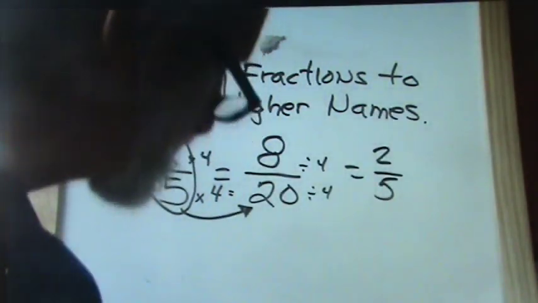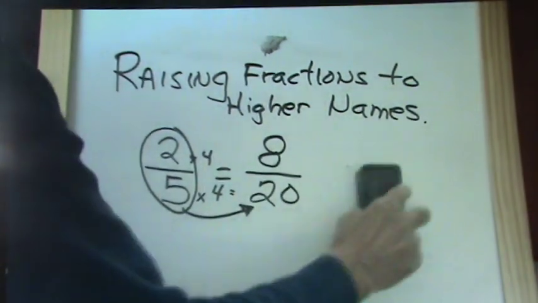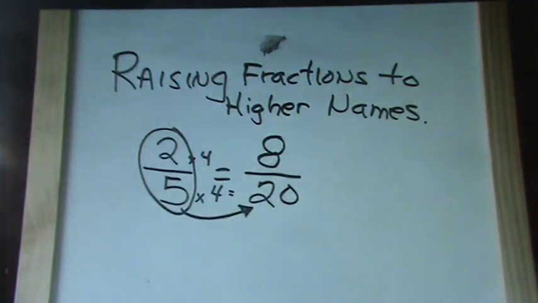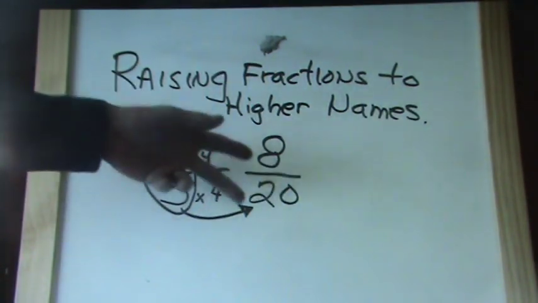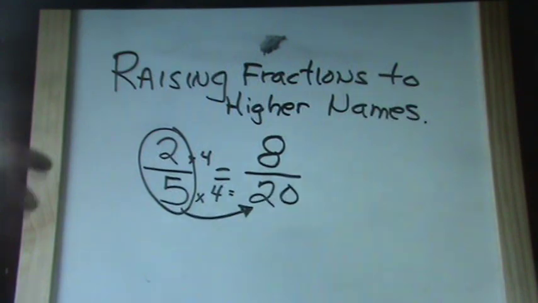The skill that we're interested in right now is taking a fraction that's in its lowest name and putting it in a higher name. Because in working in addition and subtraction and working with multiplication and division of fractions, this is an important skill. So let's take a look at a couple of examples.